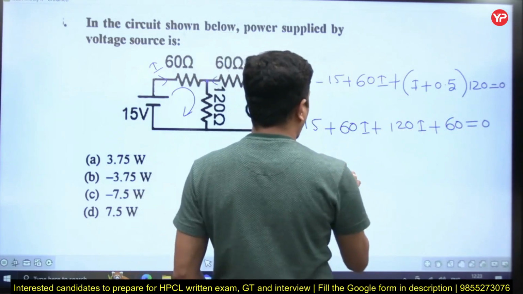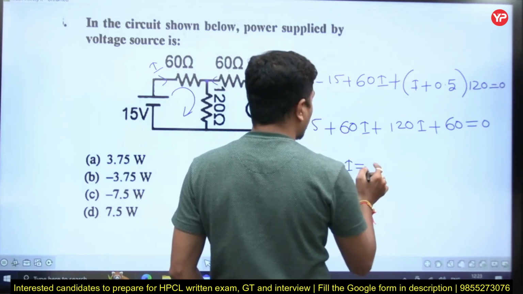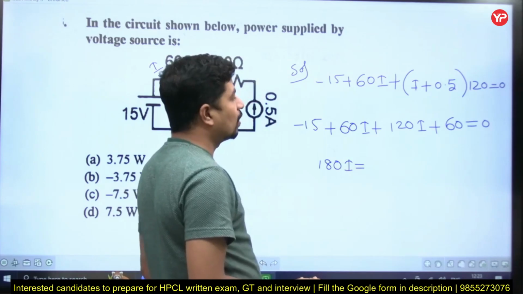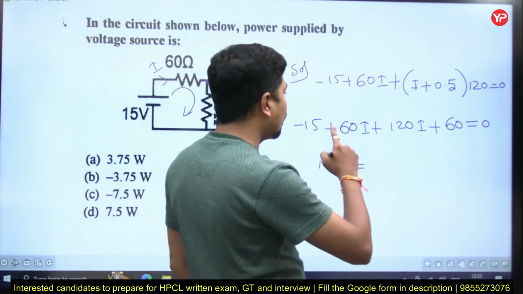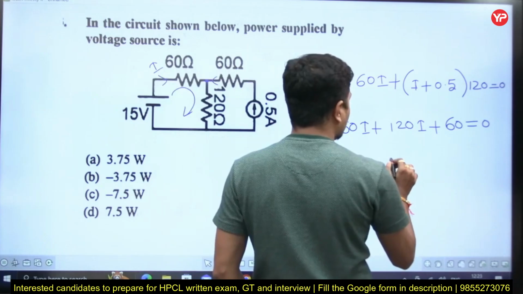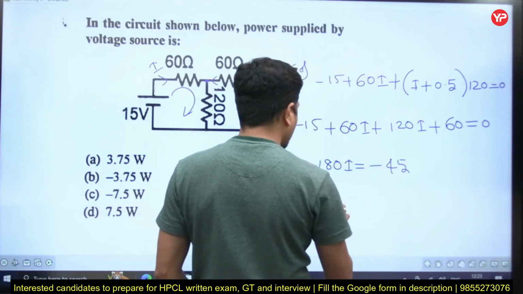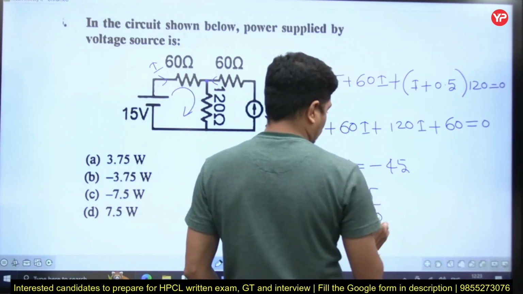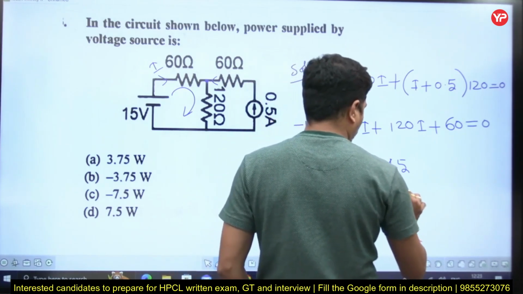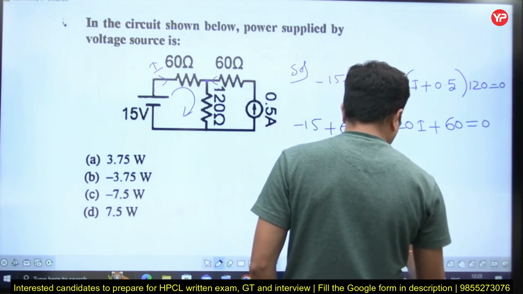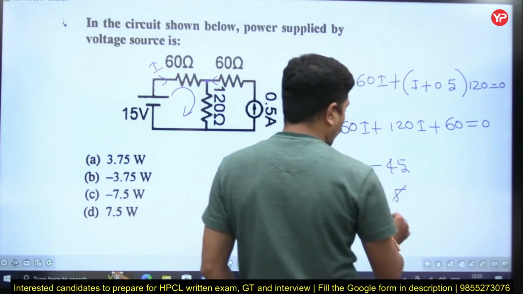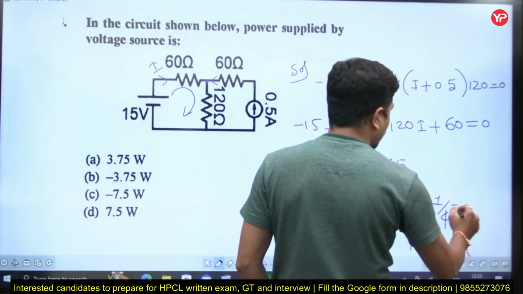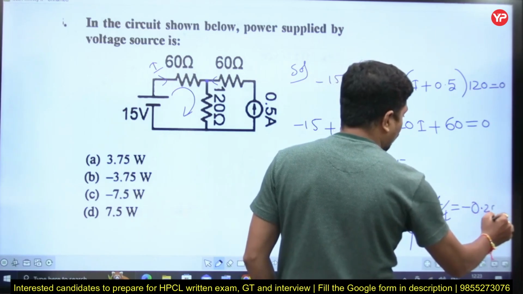So this is 180I is equal to 60 minus 15. 60 minus 15 is how much? 45. So when I take that side, it will be minus 45. Therefore I is equal to minus 45 by 180. So 9 5s, 9 20s. So 5 4s it is. So it is minus 1 by 4, that is equal to minus 0.25 amperes.